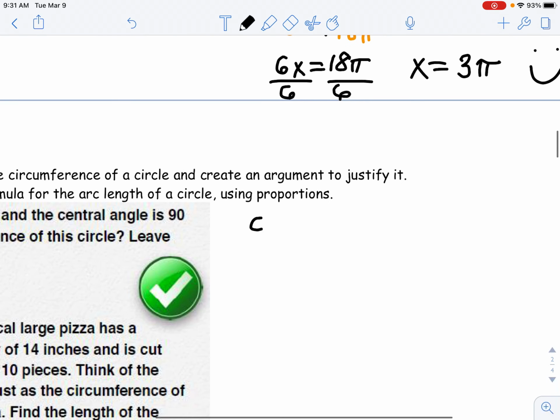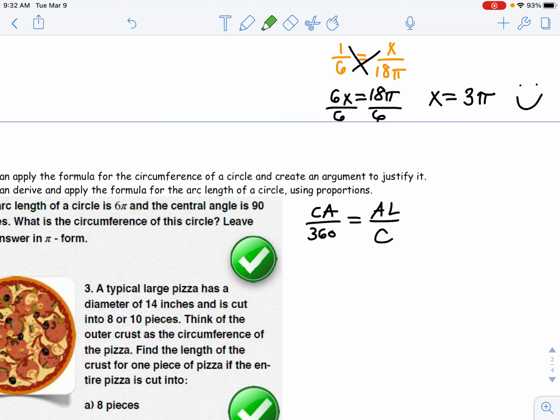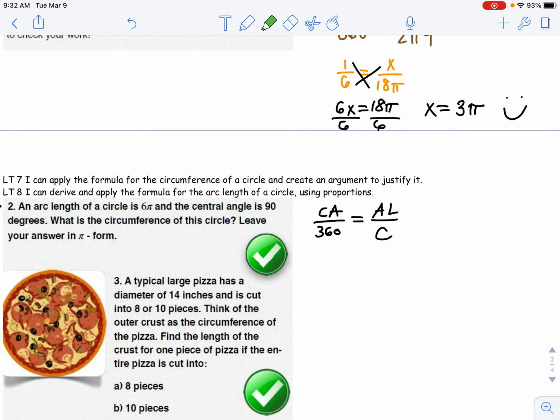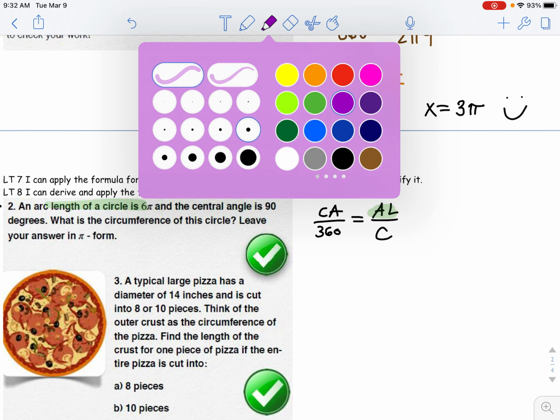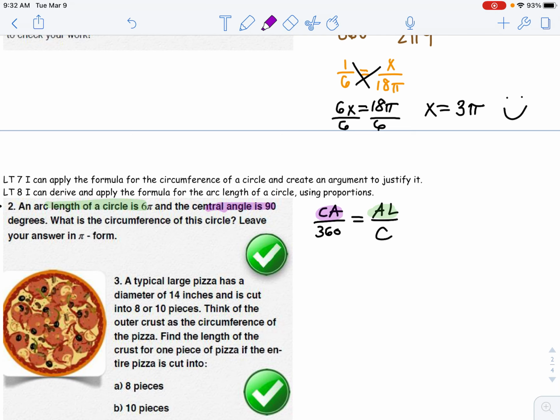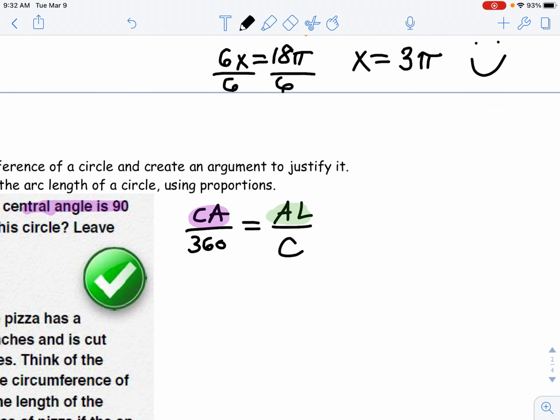All right, so again, we got our bread and butter. Central angle over 360 equals arc length over... and notice how it wants circumference, so I'm going to call it C now. 2 pi r is the same thing as circumference. And it's telling me the arc length is 6 pi, and that the central angle is 90 degrees. So I'm just going to plug this stuff in.